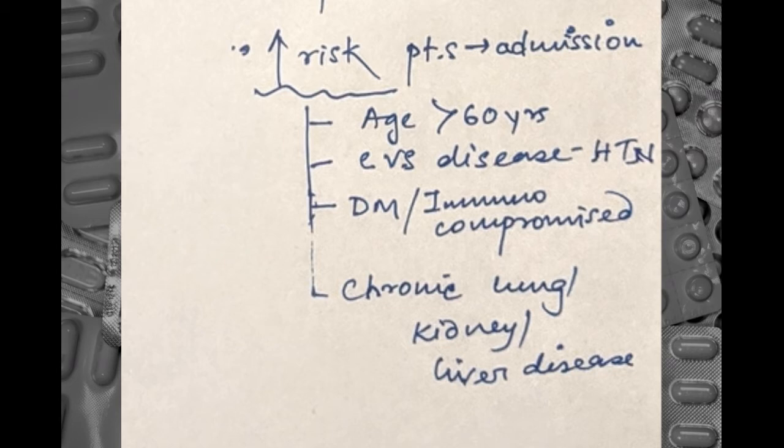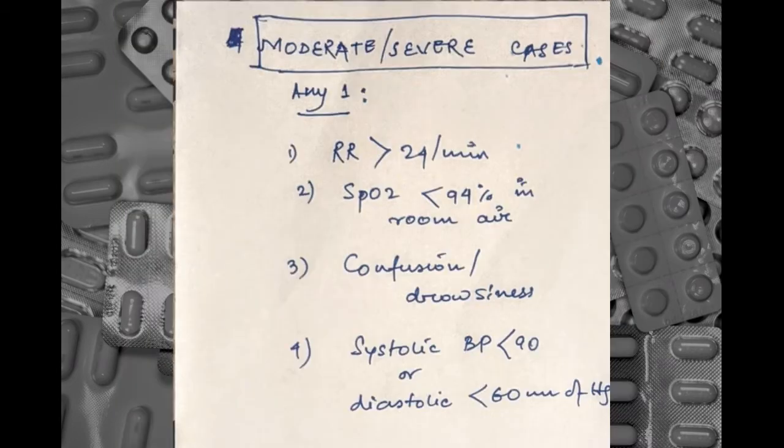Now let us move into who are moderate and severe cases. So there are 4 criteria, and at least one criterion should be there in moderate and severe cases. Number 1 is respiratory rate should be more than 24 per minute, or the SpO2 should be less than 94% in room air. SpO2 here means the saturation of oxygen.